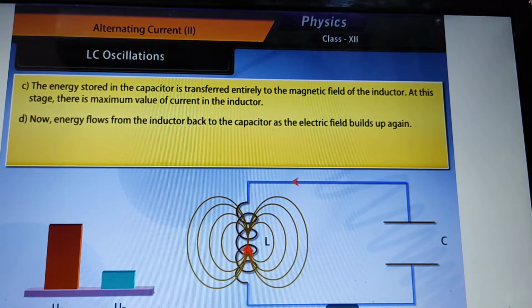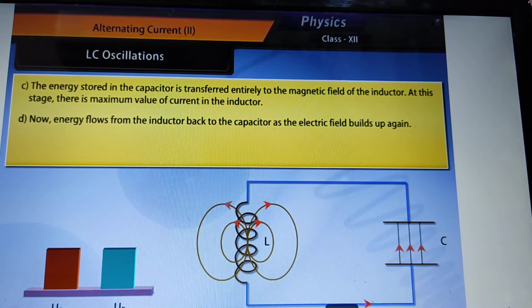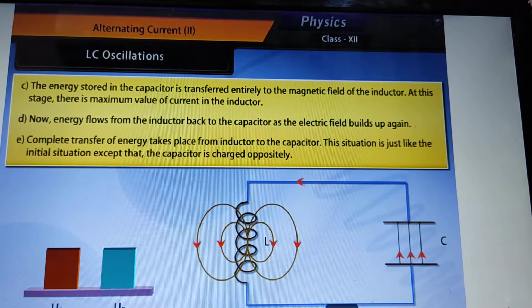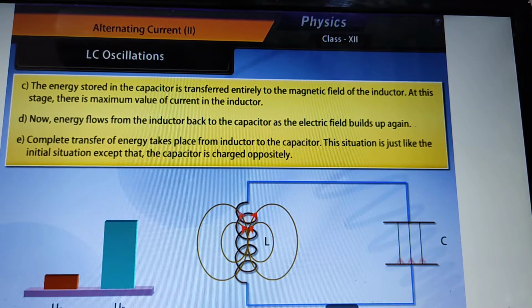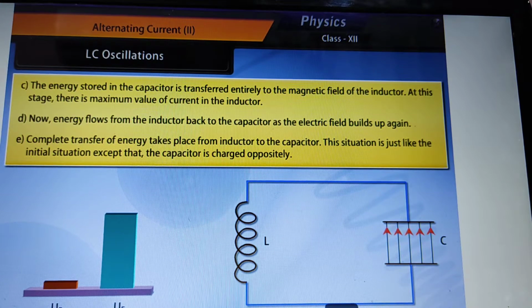Now, energy flows from the inductor back to the capacitor as the electric field builds up again. Complete transfer of energy takes place from inductor to the capacitor. This situation is just like the initial situation, except that the capacitor is charged oppositely.